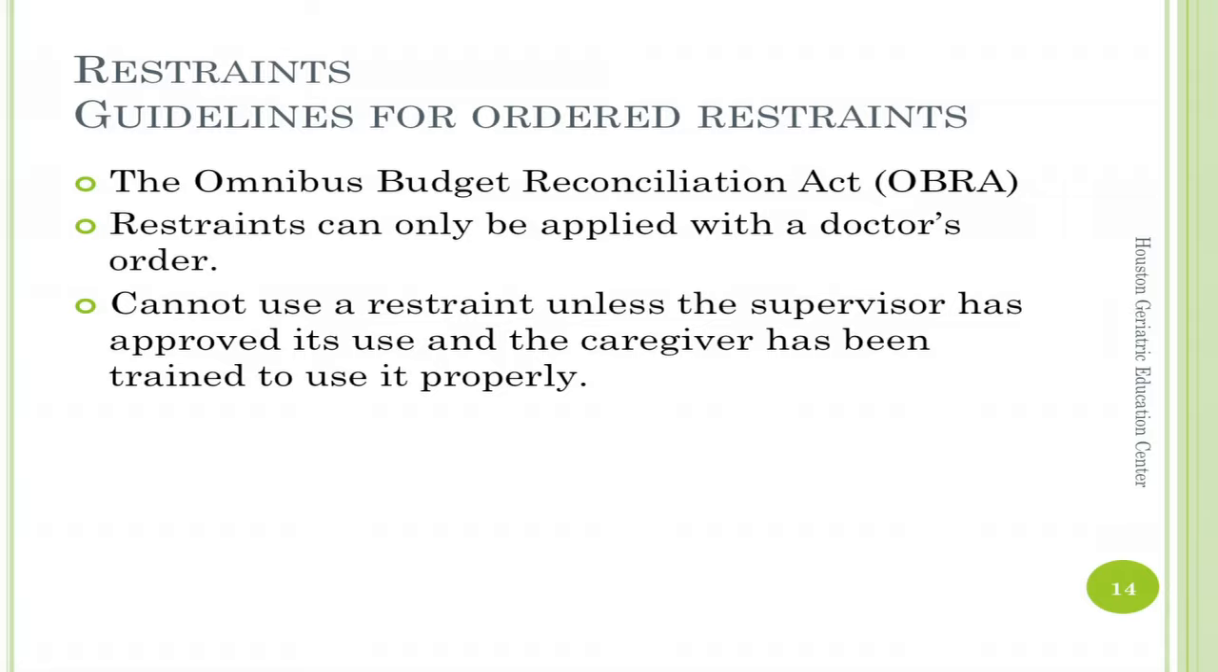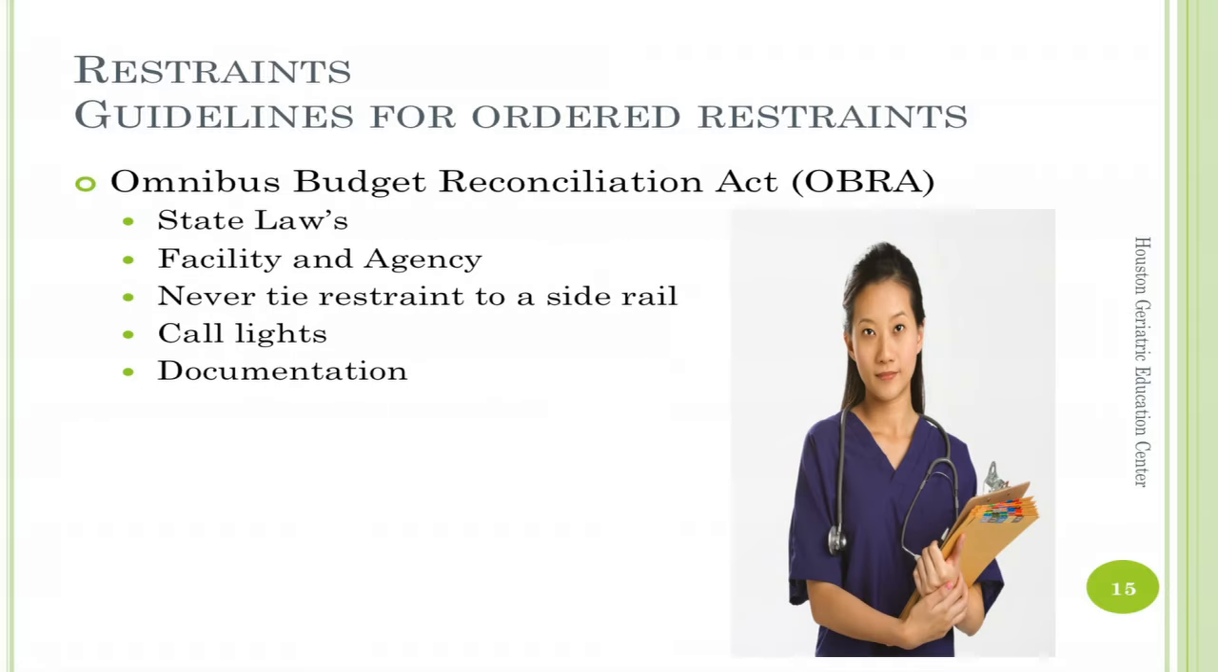Restraint guidelines for use of restraints. The Omnibus Reconciliation Act set rules for the restraint use. It is important that you know the state laws and any facility or agency rules regarding the applying of restraints. Check to be sure that there is a doctor's order for the restraint use and that this has been incorporated into the care plan. You must also follow manufacturer's instructions for the applying of restraints.